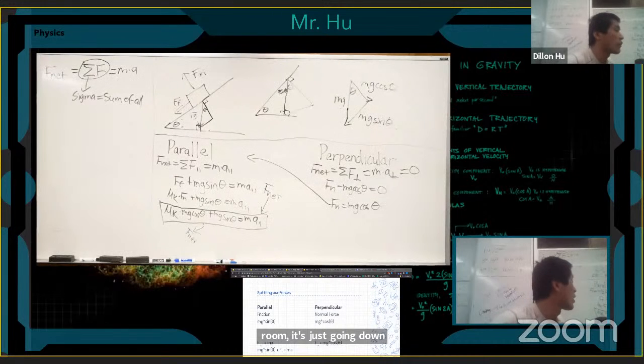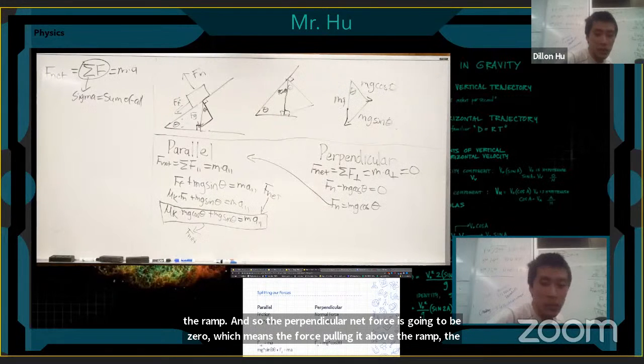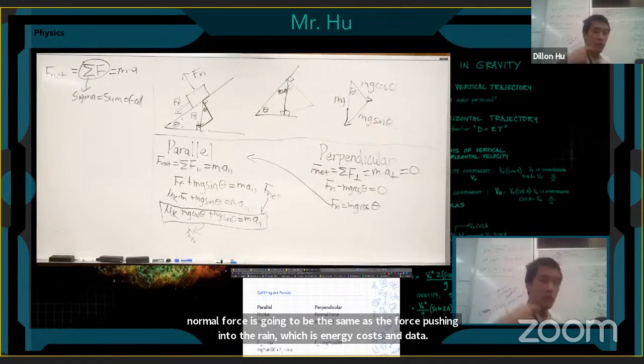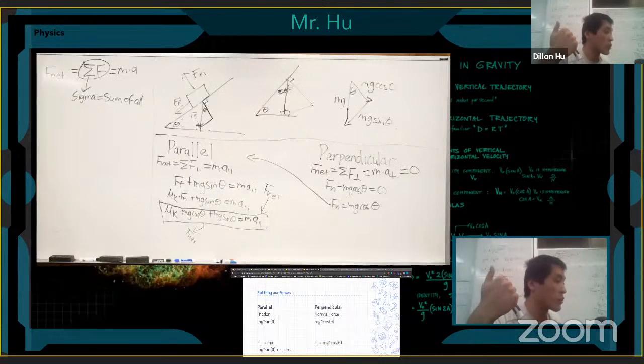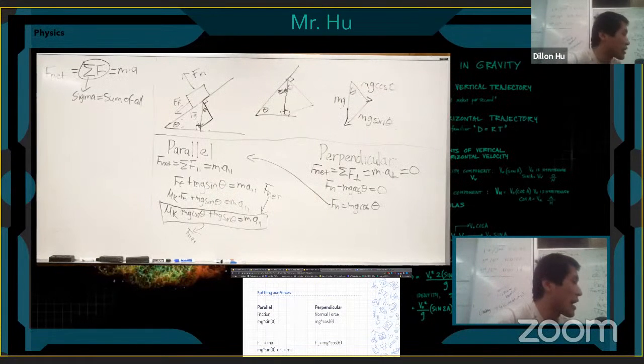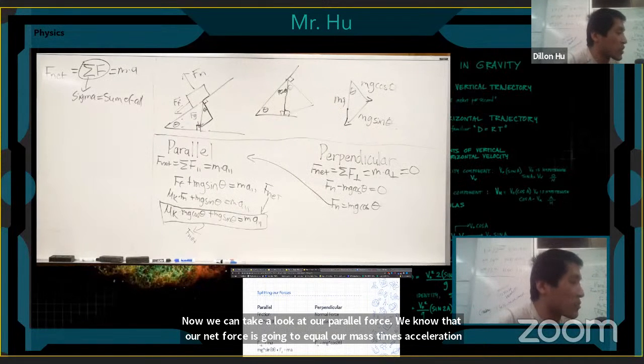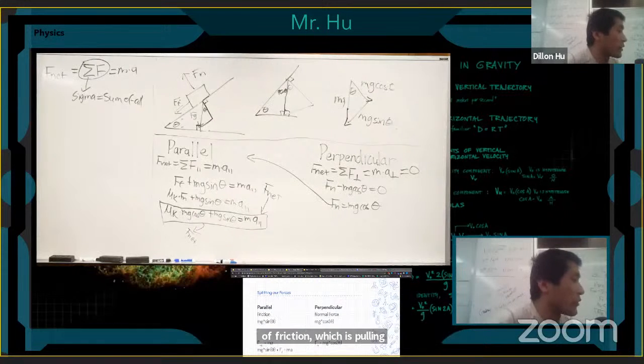Now we can take a look at our parallel force. We know that our net force is going to equal our mass times acceleration in the parallel direction. The two components that comprise the parallel forces are the force of friction, which is pulling it down the ramp because it's going up, and the force of gravity pulling it down the ramp. They're both in the same direction, which is why you can add them. So our mass times gravity times sine theta plus the force of friction will equal our mass times acceleration. And then you can further simplify the friction into mu k times the normal force.